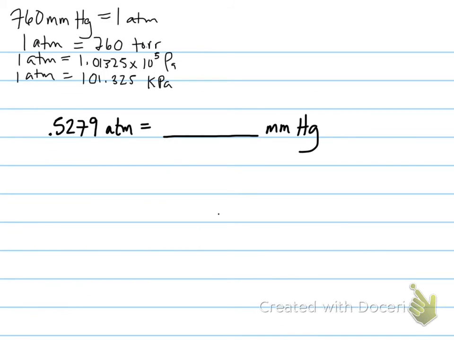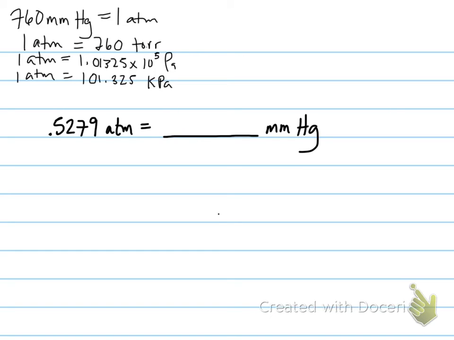Okay, so here you're told that you have, and a pressure this low would typically be in some sort of vessel, in a container of some sort. You've got something that's under basically a half an atmosphere of pressure, 0.5279 atmospheres. So this is just over half of normal atmospheric. This is a very low pressure environment. You could actually get this up at high elevation, like in the Himalayas. What we want to know is how many millimeters of mercury is this equal to?